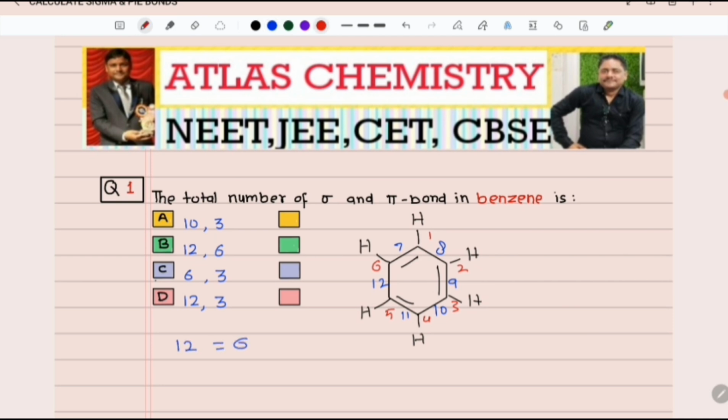And if we count the pi bonds, here is 1 pi bond, 2 pi bond, and 3 pi bond. So pi bond is 3. So sigma bond is 12 and pi bond is 3. Now we see the options. The first option is not correct, second is also not, third not. So option 4 is the correct option.